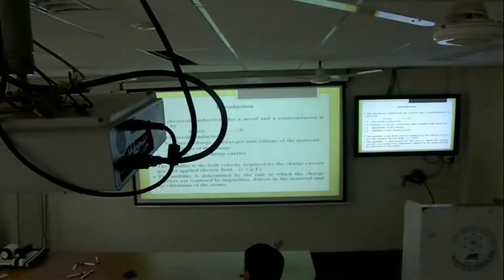So we have a basic relation that sigma, the electrical conductivity, equals n, the number of electrons or charge carriers under consideration in the volume, times e, the magnitude of the charge, times mu, the mobility of charge carriers. So what is the point of interest in all the factors? It is the mobility of charge carriers, mu.